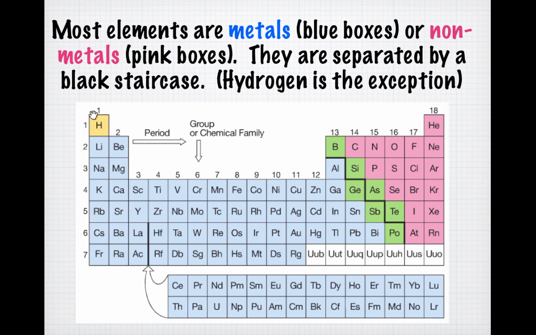So all of the metals are on the left side, and then all the nonmetals are to the right of the black staircase. The exception is hydrogen. Hydrogen is a nonmetal, but it is on the side where all the metals are.